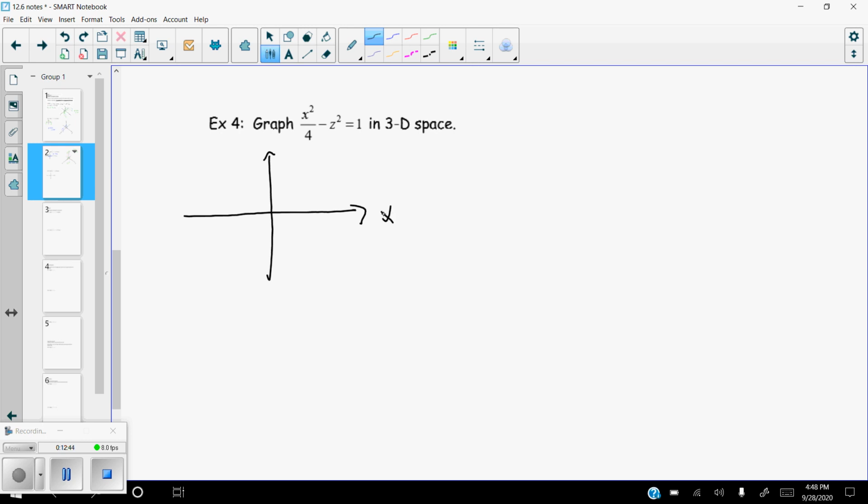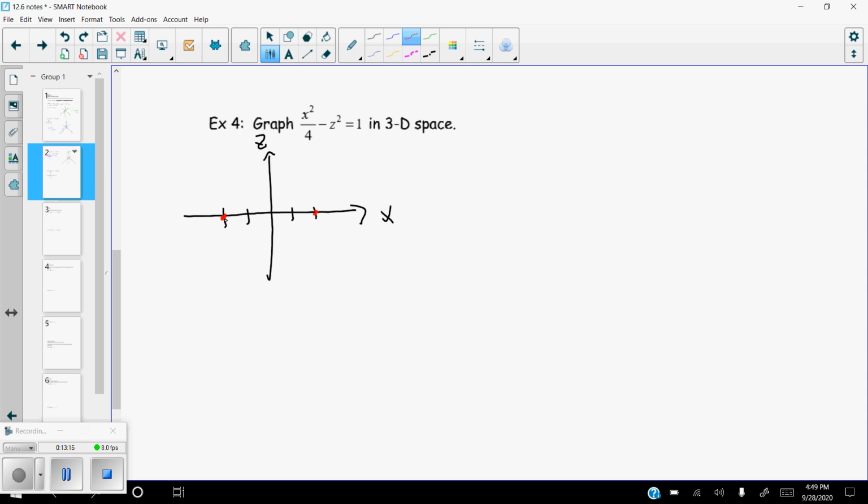And so this is going to be the x, this is going to be the z. If you were to plug 0 in for z, you're going to get x is plus or minus 2 for our intercepts. And if you were to plug 0 in for x, you're going to get negative z squared equals 1, which means that z squared equals -1. Well, that can't happen. It's imaginary. It's going to be in the imaginary plane. We're not dealing with that. So that's why there are no z-intercepts here.